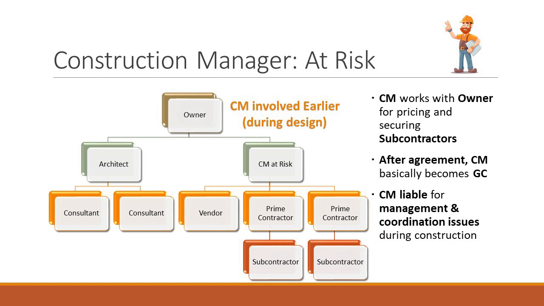So it's much better for the owner in pricing and getting subcontracts lined up because they have this dialogue that starts happening early. But the same role applies once the contract is signed and once the project is started, once you actually start construction. Even though they're called a construction manager at risk, they're going to be acting like a general contractor. And that's why it looks like the triangle. They're going to enter into contracts with vendors and prime contractors and subcontractors and what else. So that's your CM at risk. Any questions on that? Okay.